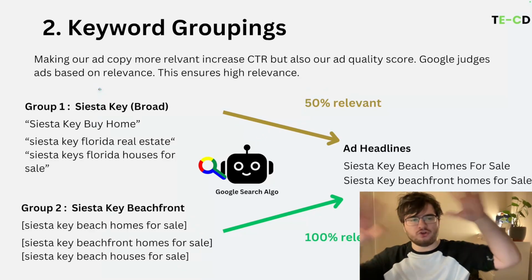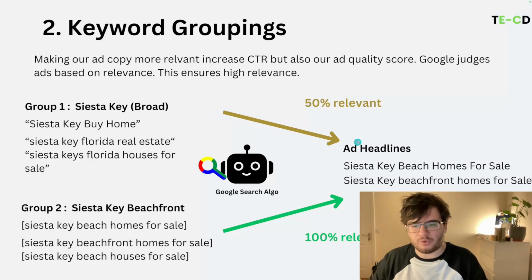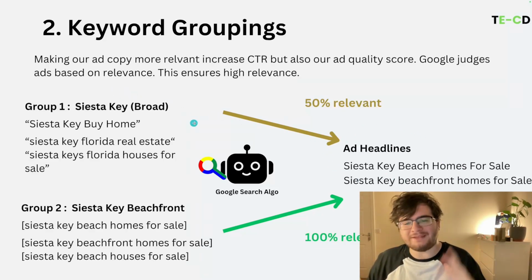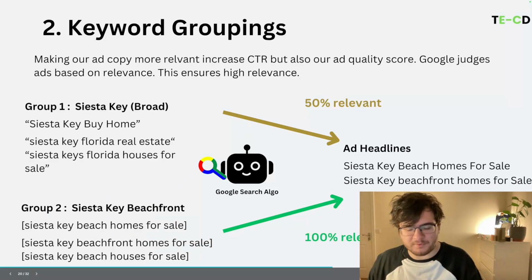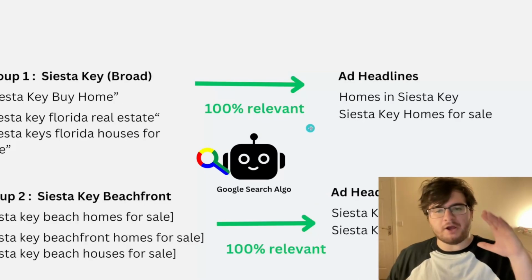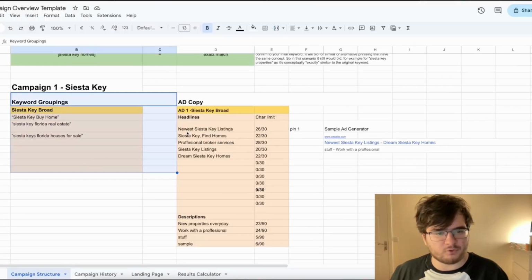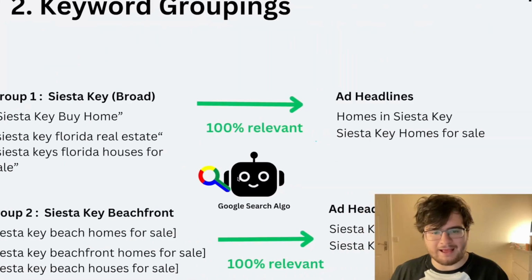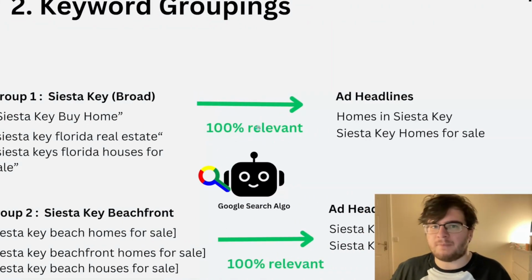So again, if we had no keyword groupings and these were bundled together and we had them go to the exact same ad headlines, if we didn't make relevant ads to our keyword groupings, our beachfront keywords would be very relevant, while our generic broad keywords would not be relevant. So we'd get docked marks on these and we'd end up paying more on average per click. But if we do it as we do in our little document here, where we have a keyword grouping to a specific ad, we have 100% relevance in all of them, and we get rewarded for that with cheaper clicks and better rankings.